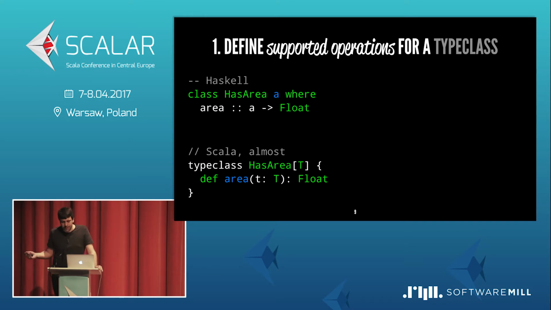So how do we do this? First, define the supported operations for a type class. In Haskell, it looks something like this. We say class, and here class is a keyword of the language, it is valid Haskell code, and it defines a type class. The type class has the name hasArea, and takes a type parameter A, which is the type for which we can support the operation. And then we say that the operation is something like taking an A and returning a float.